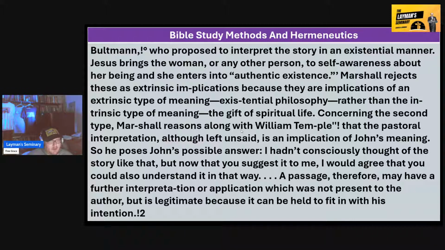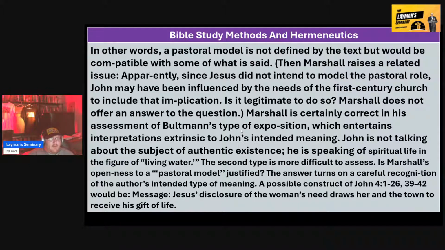Concerning the second type, Marshall reasons, along with William Temple, that the pastoral interpretation, although left unsaid, is an implication of John's meaning. So he poses John's possible answer: I hadn't consciously thought of that story like that, but now that you suggest it to me, I would agree that you could also understand it in that way. A passage, therefore, may have a further interpretation or application which was not present to the author, but is legitimate because it can be held to fit in with his intention. In other words, a pastoral model is not defined by the text, but would be compatible with some of what is said. Then Marshall raises a related issue.